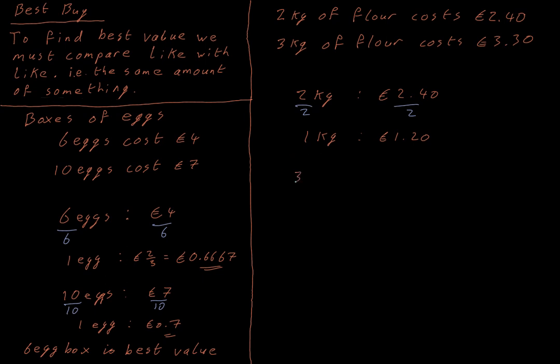And if we take the larger bag, the 3 kilogram bag, that is €3.30. And to get 1 kilogram there, we're going to divide both sides by 3, because 3 divided by 3 is going to give us 1, just like 2 divided by 2 gives us 1. And 1 kilogram in this larger container would cost us €1.10. So in this case, the 3 kilogram bag is actually the best buy, because for 1 kilogram of flour, it costs us less.